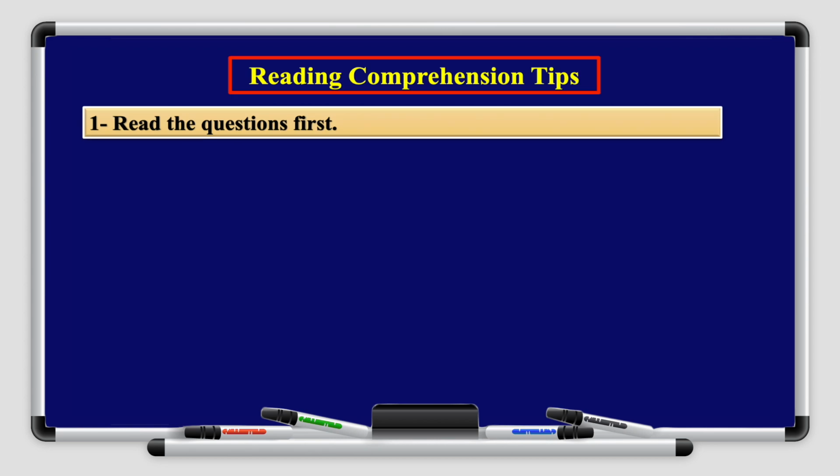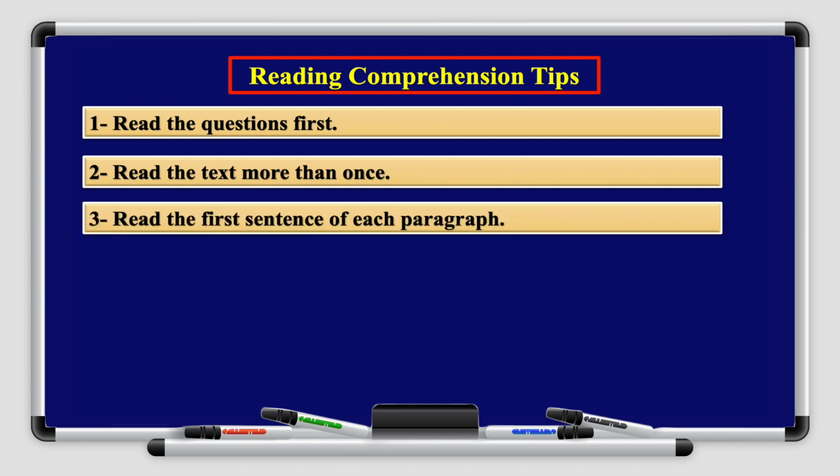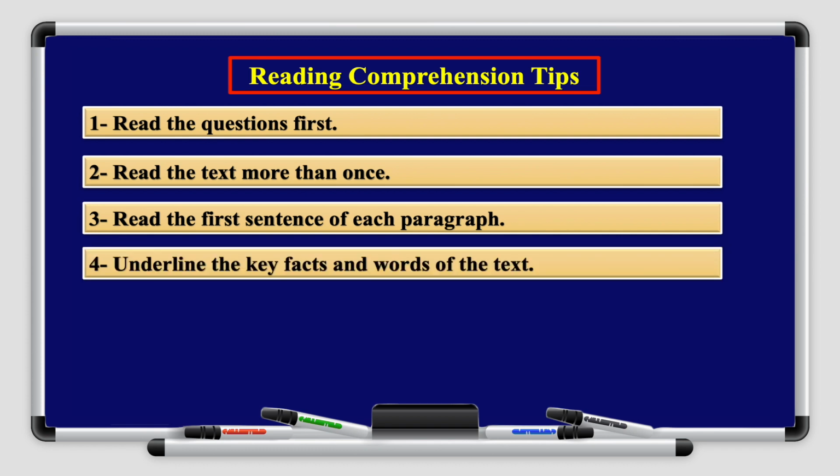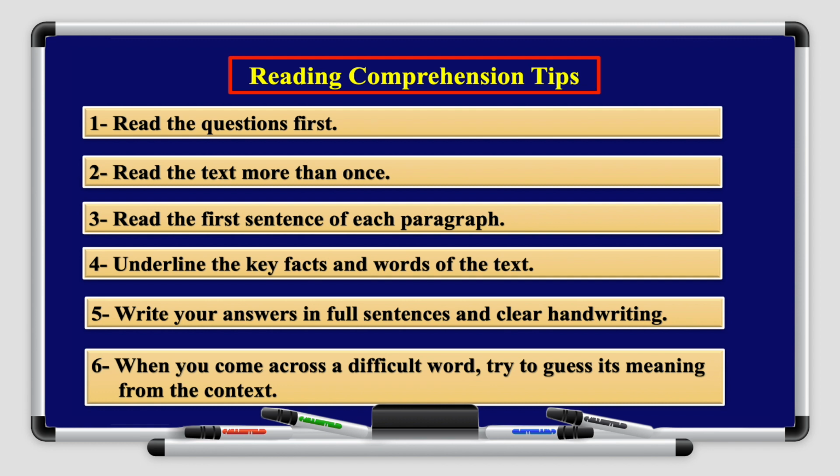Number 1, read the first questions first. Second, read the text more than once. 3, read the first sentence of each paragraph. It's important. Number 4, underline the key facts and words of the text. 5, write your answers in full sentences and clear handwriting. Number 6, when you come across a difficult word, try to guess its meaning from the context.